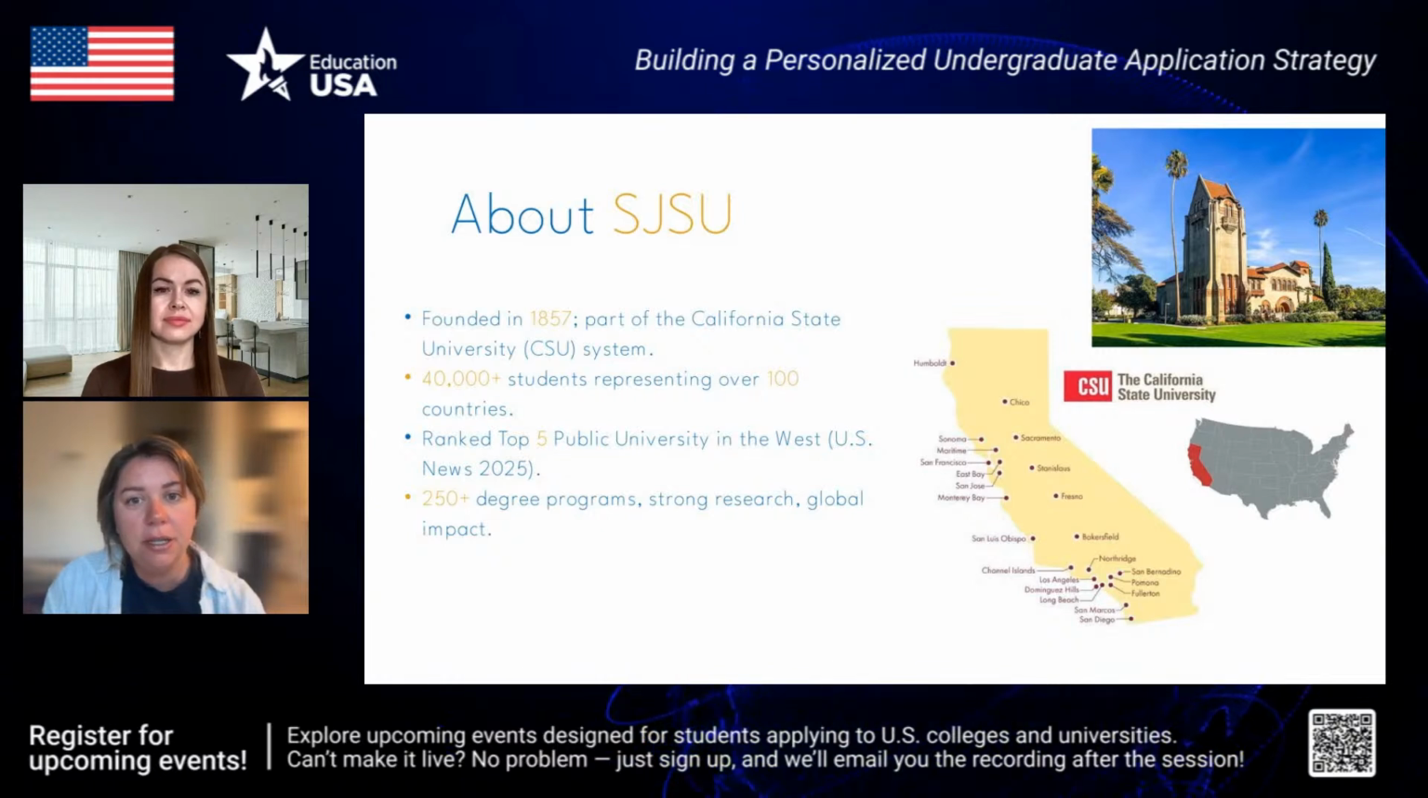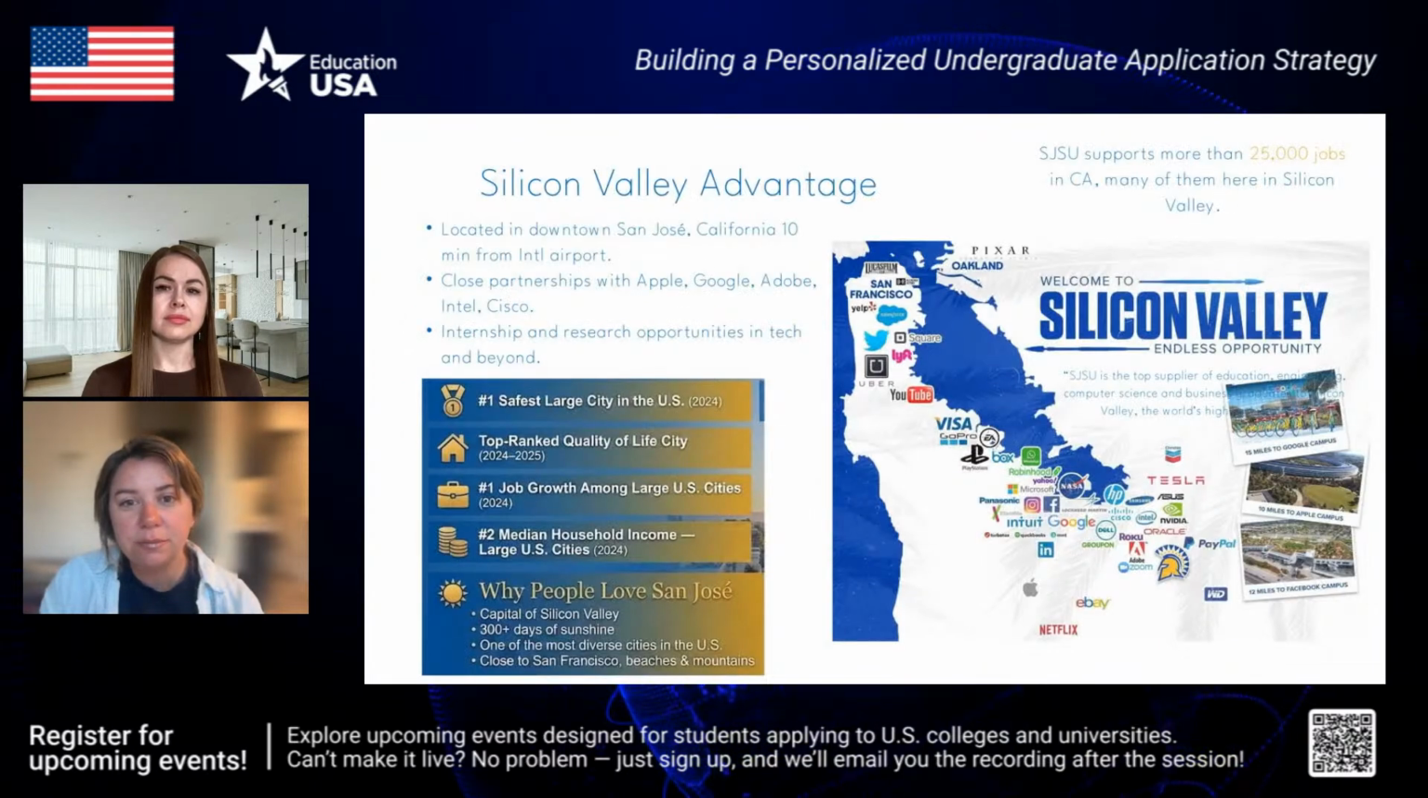This is a picture of our Tower building, which was one of the original buildings from when it was founded. And we have been ranked a top 5 public university in the US, with over 40,000 students from all over the world, and the highest international student population out of all the CSUs, with over 250 degree programs. So yeah, that's just a little background information.